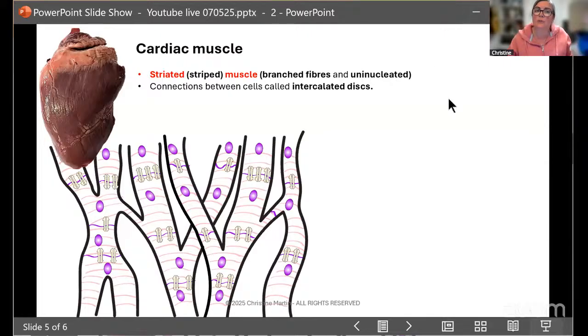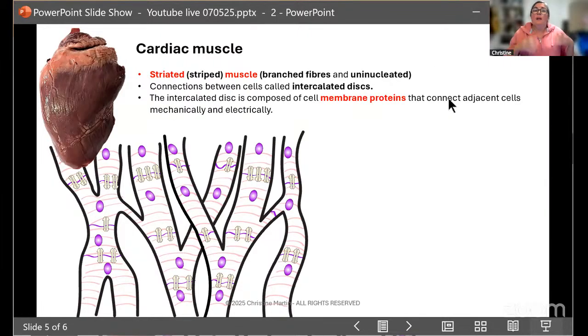And the other thing to note is, again, the cardiac muscle is able to contract together as a synchronized unit, and therefore it has these connections between the cells, and those connections are called intercalated discs. Now, they would give you that information in the exam, in the stem of the question. They don't expect you to know that they're called intercalated discs. They do expect you to know that it's branched.